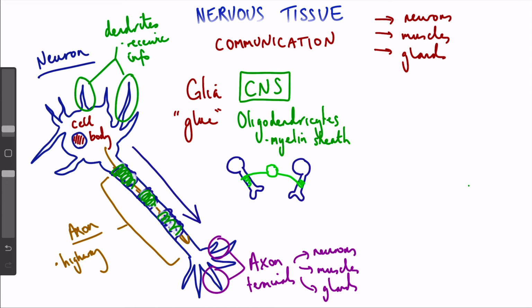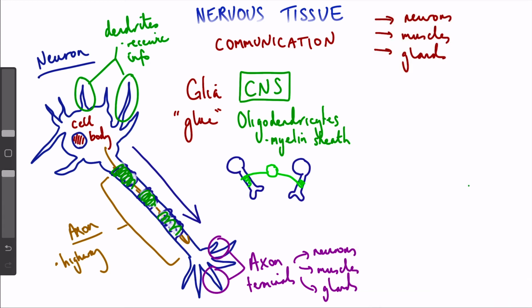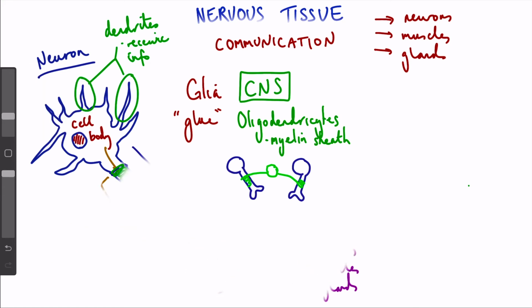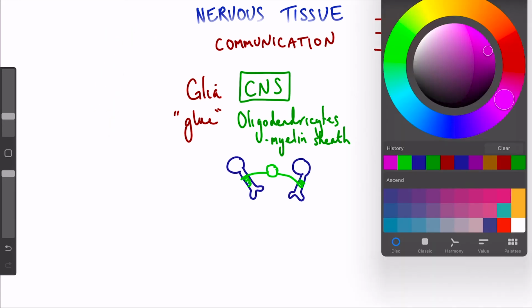So that's one type of glia. Another type of glia in the central nervous system is that of astrocytes. Now I'm going to wipe off this neuron just so I've got more room. Let's now take a look at astrocytes.